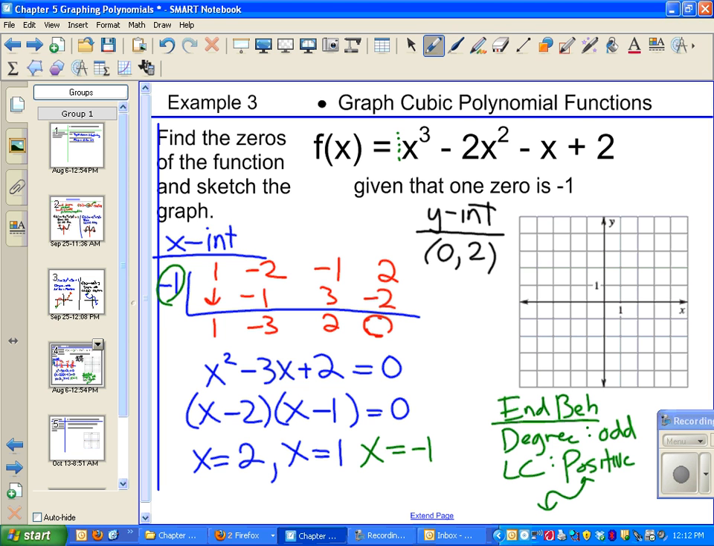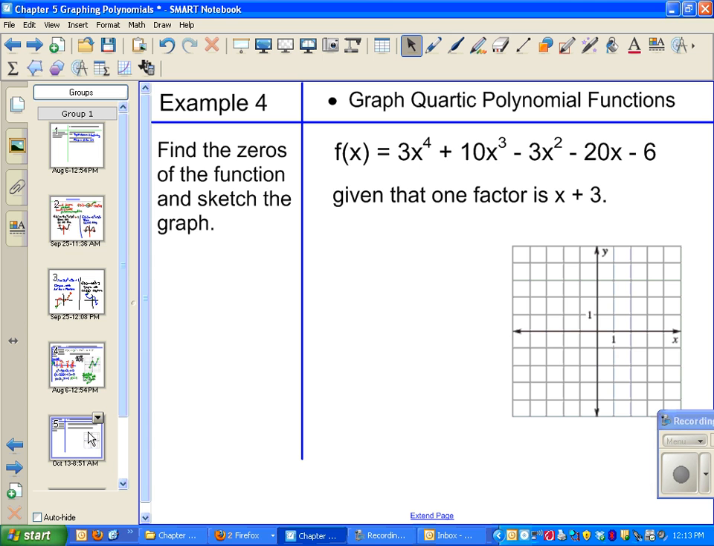So I'll put all that together. So I'm graphing my x-intercepts of +2, +1, -1. My y-intercept is +2. And then I'm going to use my end behavior to sketch the graph. So I start low. I go through the first x-intercept, through the y-intercept, down to the other x-intercept, and then up through the last x-intercept, and that is my graph. We are done.